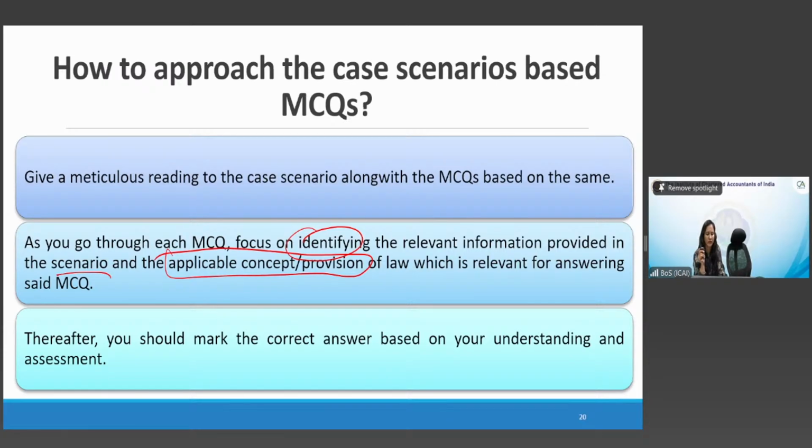So what is important is that, first of all, you give a meticulous reading to the case scenario along with the MCQ based on the same. Then you start identifying which provisions get invoked and what is the relevant information. Let's say if I am answering MCQ number 1, you have first read the case scenario, you have read all the questions, and when you are reading MCQ 1, you keep in mind which provisions of law get attracted and where is the relevant information to give the answer to MCQ 1, right?